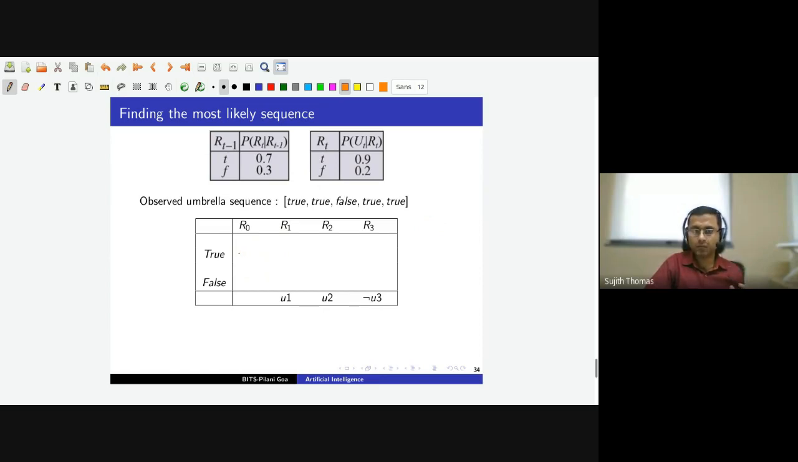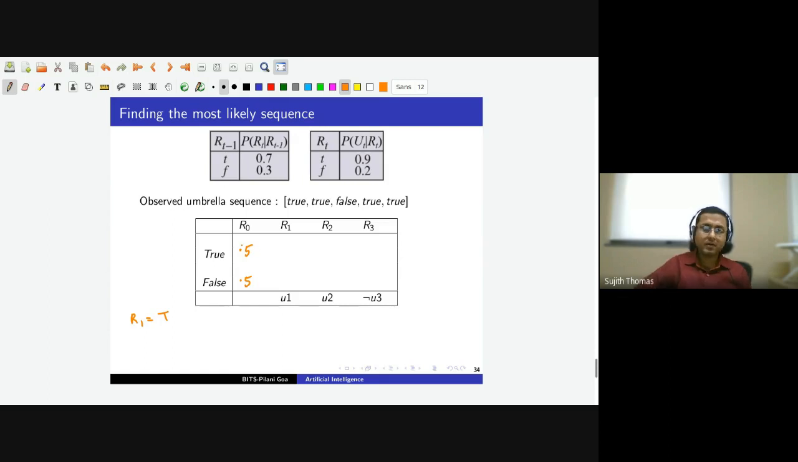0. So that's the prior probability, and we have seen in the previous lecture the prior probability we'll assume is 0.5 in this case. So the probability of a sequence that ends with R0 equal to true is 0.5, and a sequence that ends with R0 equal to false is again 0.5. So I will fill that in here. And next we will ask the question, what is the sequence that ends with R1 equal to true and has the highest joint probability of observing the evidence variables till time step 1.